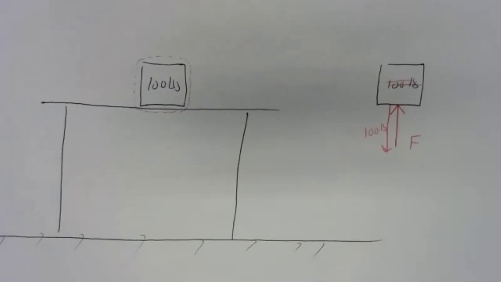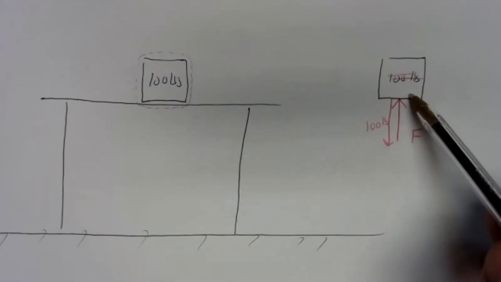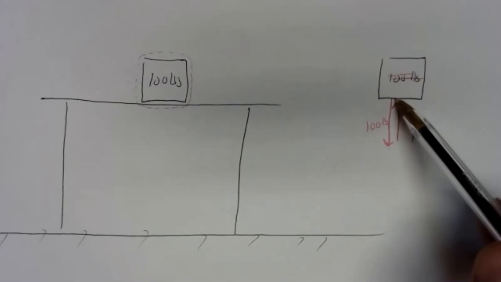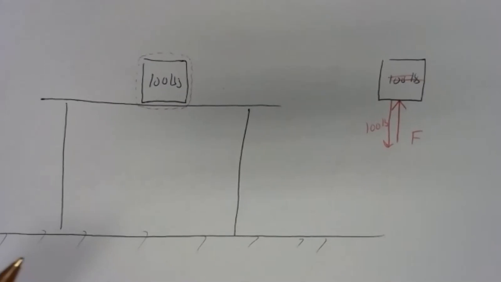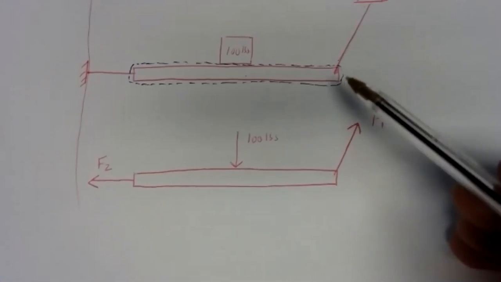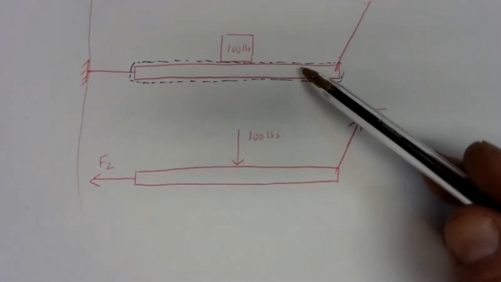It's got to have weight pulling down. So there are two forces acting on this box. There's a force due to the table pushing up on the box, and there's a force due to gravity pulling the box down.